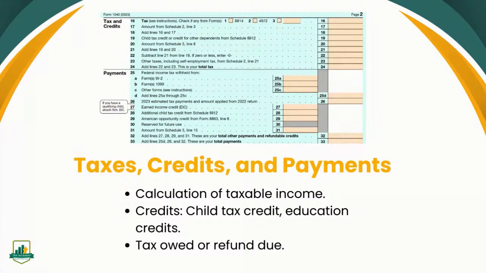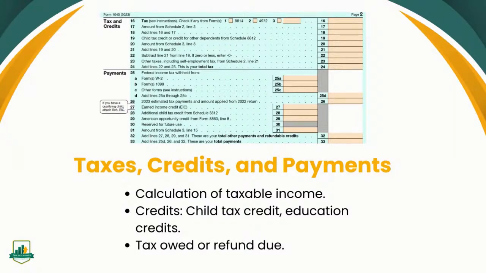Line 20 pulls from Schedule 3, line 8. So this is where you add any credits from Schedule 3, line 8, which could include education credits, retirement savings contribution credits, and more. So go and take a look at Schedule 3, which is included down there in the resources, and you'll be able to see what I'm speaking about. And then line 21, total credits. You're going to combine credits from line 19 and 20.